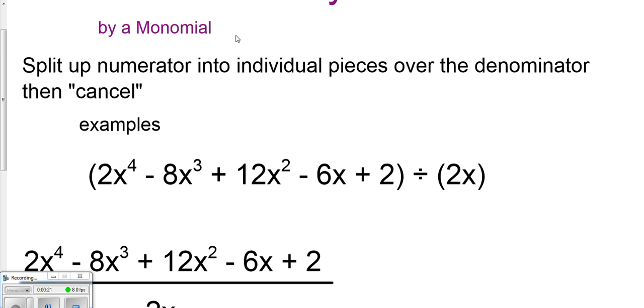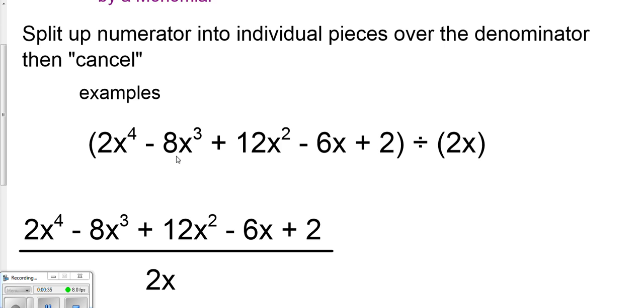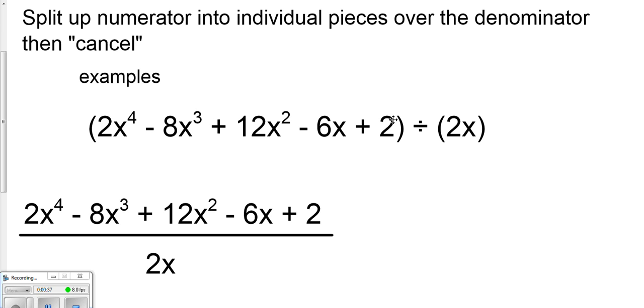When you are dividing a polynomial by a monomial, you're going to split up the numerator into individual pieces, each one over the denominator, then cancel. Now remember that denominator, or the divisor, will be a monomial. So, for example, if this dividend is a polynomial, 2x to the fourth minus 8x cubed plus 12x squared minus 6x plus 2, this one we call the dividend. You divide by the divisor, so divided by 2x.